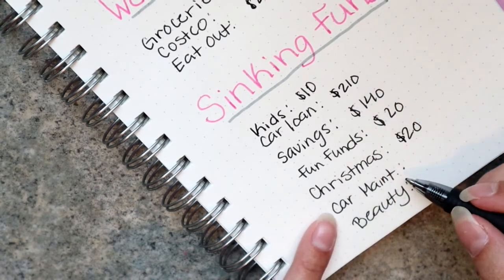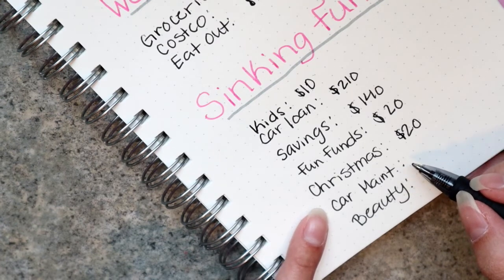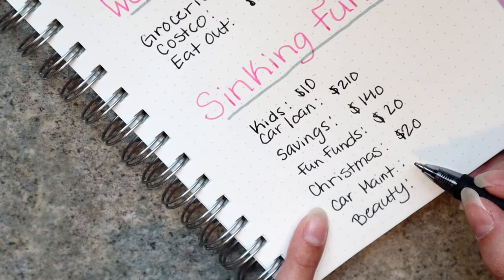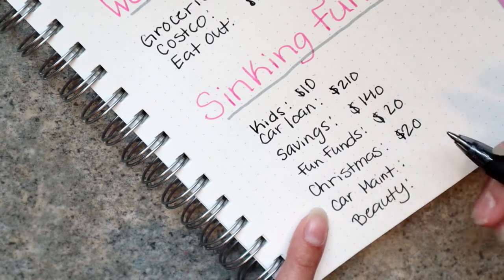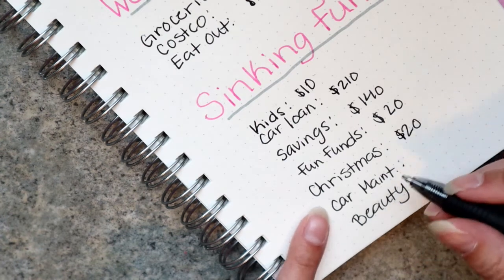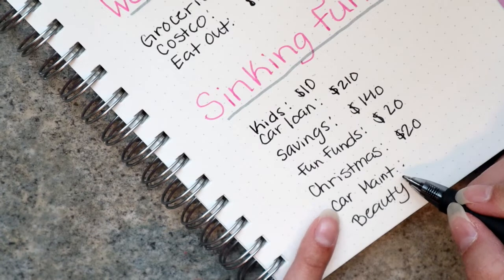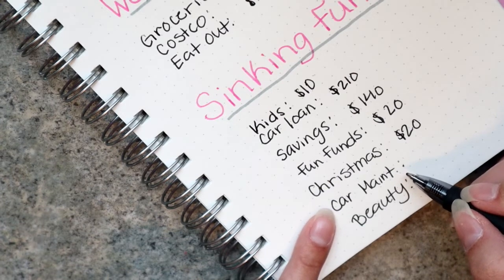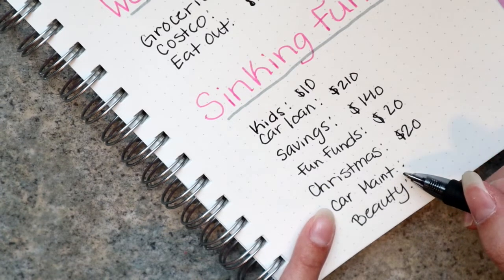And then my two new ones is car maintenance, and that can be for an oil change, or if your tags need to be done, your car registration, new tires, anything like that. We're going to start getting things accumulated for that.